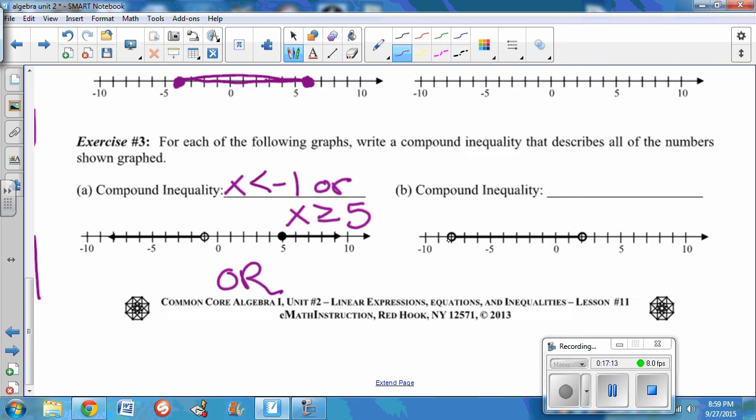This one, notice that it's shaded in between. That has to be an "and" inequality. Start reading it just like we read from left to right. So that's at -8. It's an open circle, so it's less than. Keep in mind, we're going to write this as a single inequality, so all the values of x fall in between the two values.